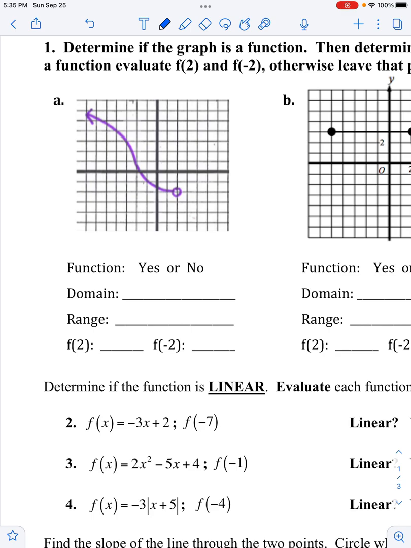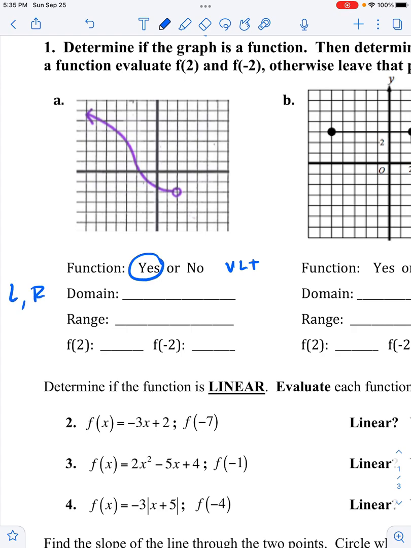So determining yes or no on function is going to be the vertical line test. And since any vertical line I draw here only crosses the graph one time, meaning it crosses here, here, here, here, and so on, one place at a time, then that's passing the vertical line test. And so that means that this is a function.